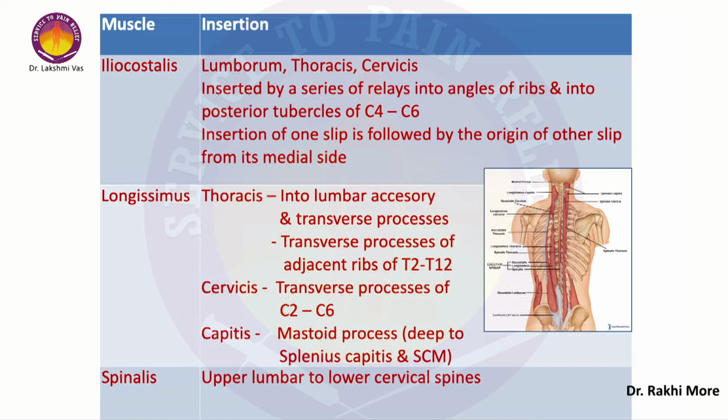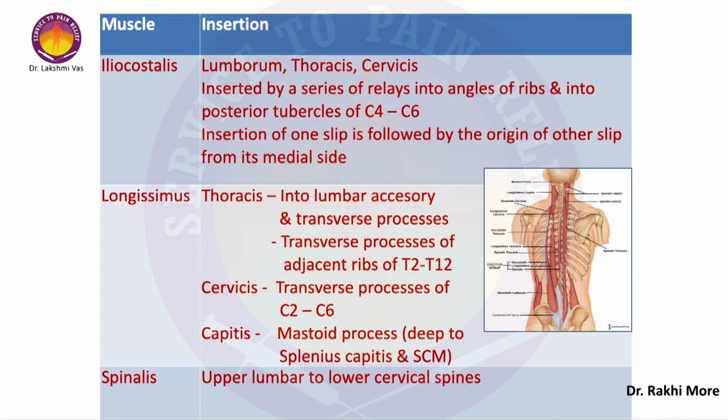Now the muscle insertion, we have seen that it has three parts. The erector spinae has three parts, that is the iliocostalis, longissimus, and spinalis, from lateral to the medial aspect of the back. So the three parts of iliocostalis are the lumborum, thoracis, and cervicis. These are inserted by a series of relays into angles of ribs and into the posterior tubercles of cervical vertebra of C4 to C6.